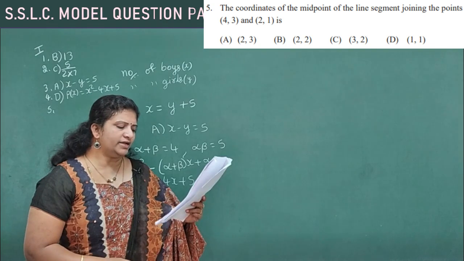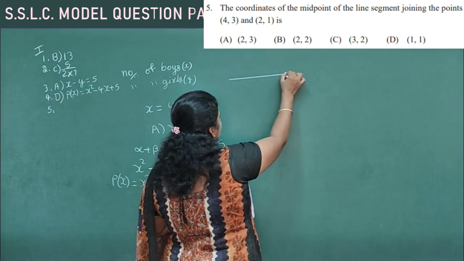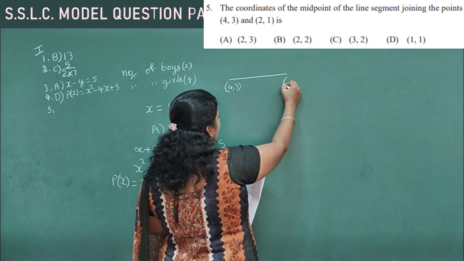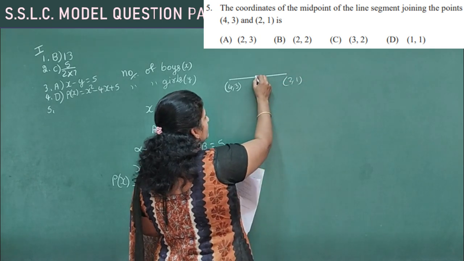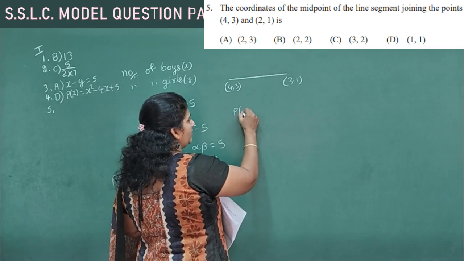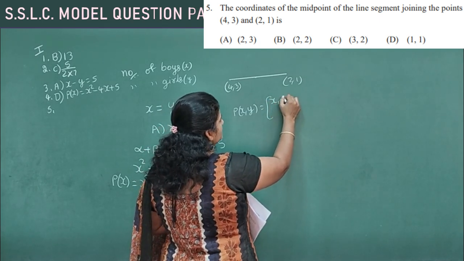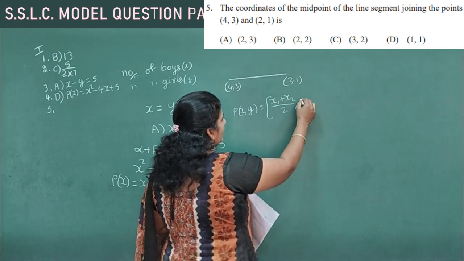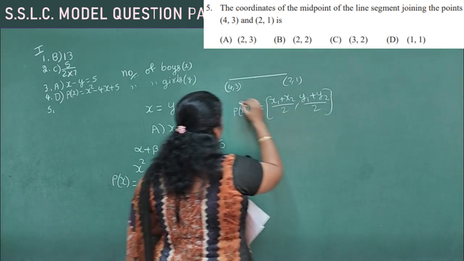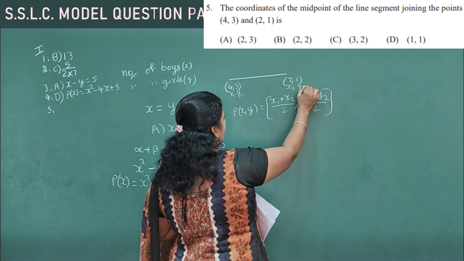Fifth problem. The coordinates of the midpoint of the line segment joining the points 4, 3 and 2, 1 is. What is the question? Midpoint. Midpoint means you remember the formula? P of x, y is equal to x1 plus x2 by 2, y1 plus y2 by 2. Assume the coordinates as x1, y1, x2, y2.